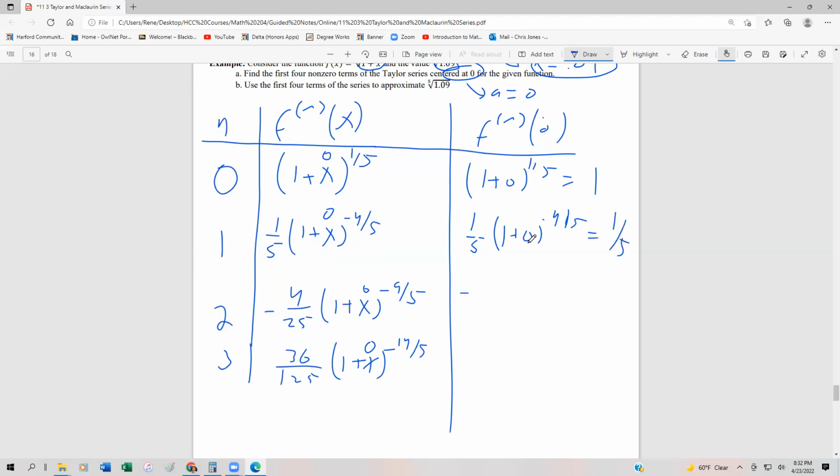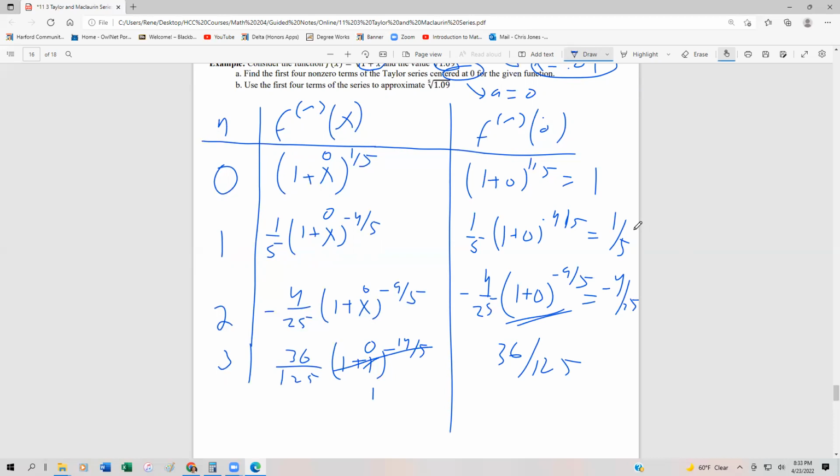And it just seems like each time as we're substituting values back in, we just keep getting 1 for this factor. And so we get negative 4/25. And then finally, this is just going to be 36/125, but when we substitute 0 back in, that just becomes a 1.